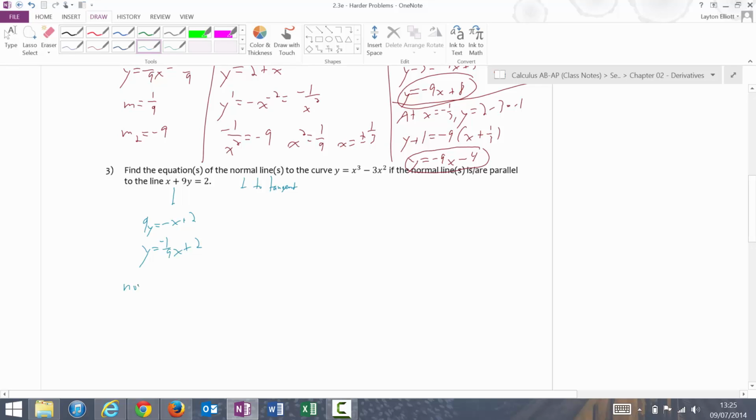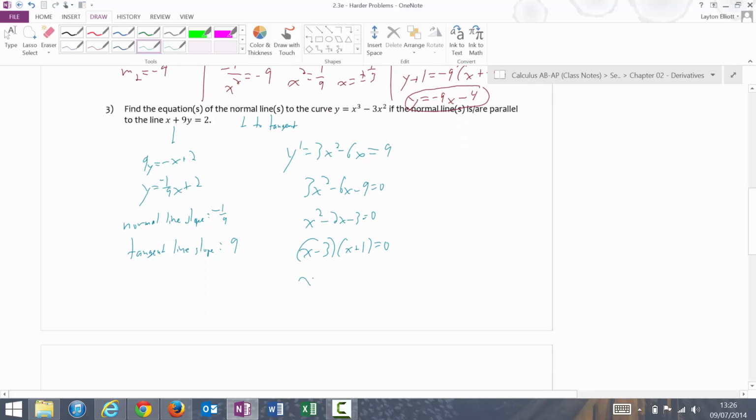So I want my normal line slope to be negative 1/9, which means that my tangent line slope has to be perpendicular to that, positive 9. So let's take the curve, y prime is equal to 3x squared minus 6x, set that equal to 9, and figure out at what x point or points that would be true. Could take out a 3, factor it, and we get x equals 3 or x equals negative 1.